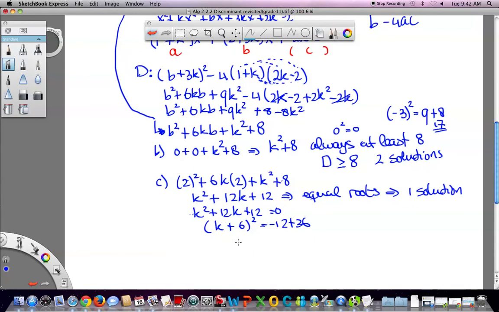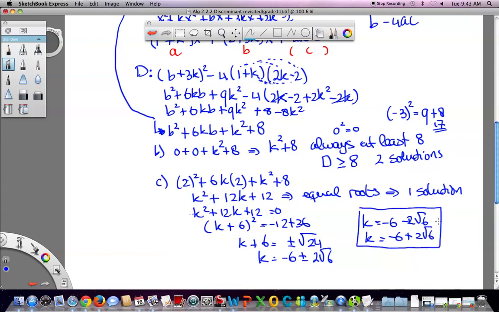So to balance it out, take the square root, and I would get k plus 6 is equal to plus or minus the square root of 24. So k would be negative 6 plus or minus 4 times 6, so 2 square root of 6. So we will have one solution if k is either negative 6 minus 2 square root of 6, or if k is equal to negative 6 plus 2 square root of 6. That would be one solution. Okay? Thanks.